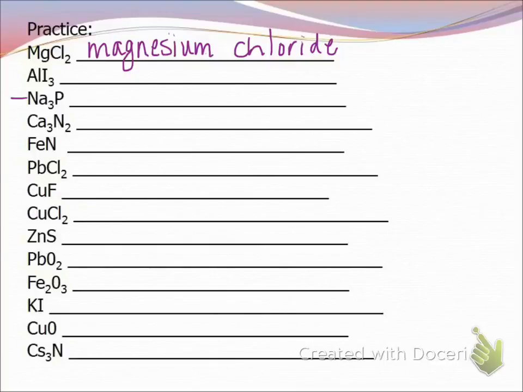Let's skip down here and do this one. Sodium and phosphorus. So I have 3 sodium, but because that's the only way it can go together, I would just call this sodium phosphide.